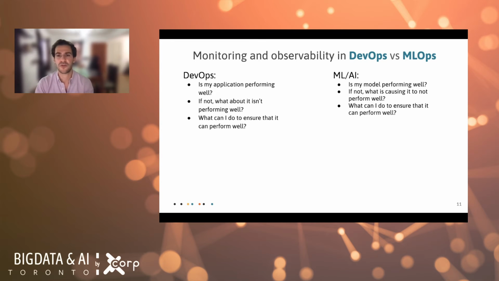All right, now let's look on the other side, right? We've got MLOps. So in the ML and AI world, we might ask questions like, is my model performing well? If not, what's causing it to not perform well? And what can I do to ensure that it can perform well? You might notice there's a one-to-one relationship between the questions that a DevOps engineer might ask and the questions that an MLOps engineer might ask, right? Because ultimately they're tasked with the same job. They take an application, be it a classic software application or an AI application, and they want to make sure that it's deployed in a robust way that's easy to maintain and continues to provide value for their business. Okay, so we can see a lot of parallels between these two worlds.